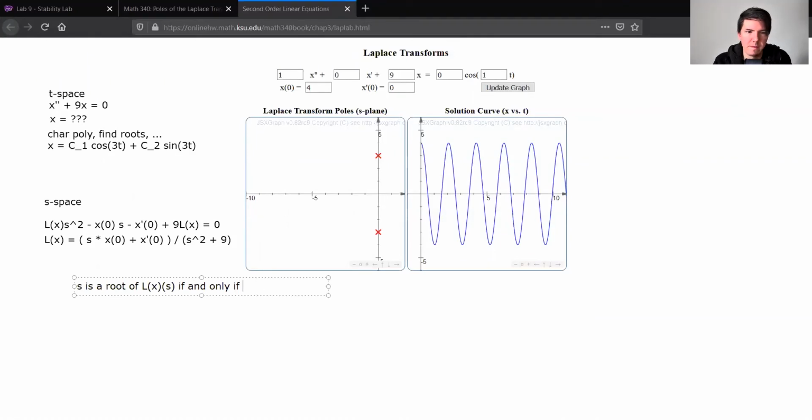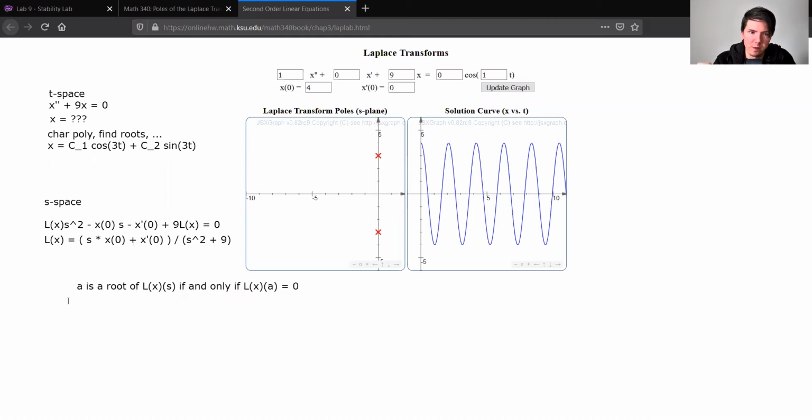Actually I should change that. Instead of s, let's call it something else. A is a root of L of x of s if and only if L of x of A is equal to 0. Okay. So that's the definition of a root. Essentially, you plug A in for s, and what you get out is 0.